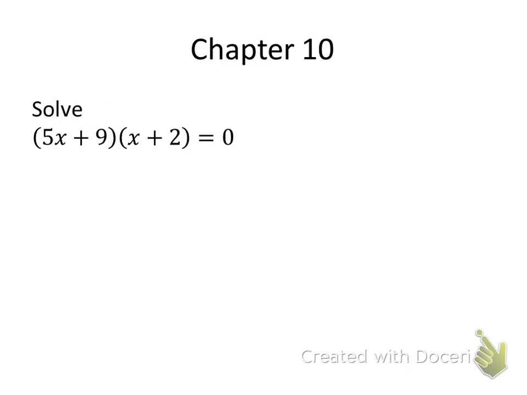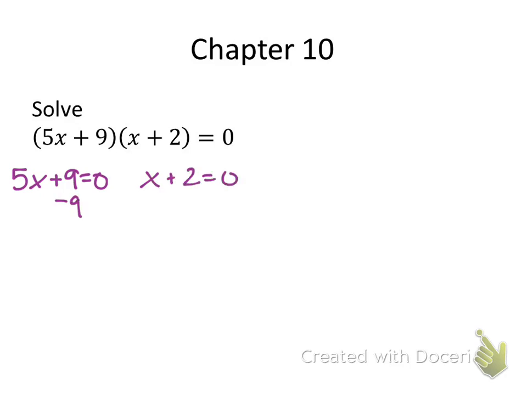Okay? This next problem, they want us to solve. You do not use FOIL on this problem. They just want you to solve for x, so it's much simpler than that. All I need to do in order to solve for x is to separate each of these equations and make them equal to 0. So I have 5x plus 9 equals 0, and x plus 2 equals 0. And then I just solve for x.